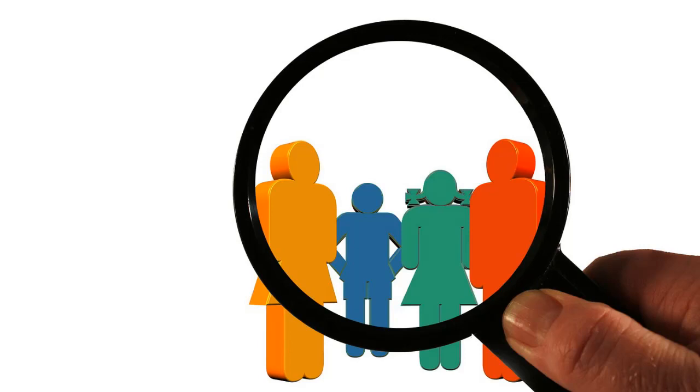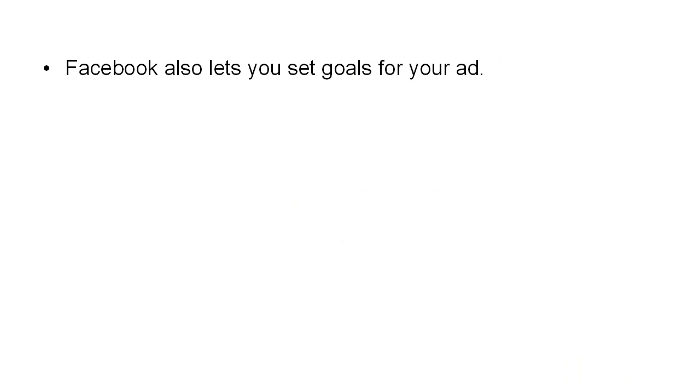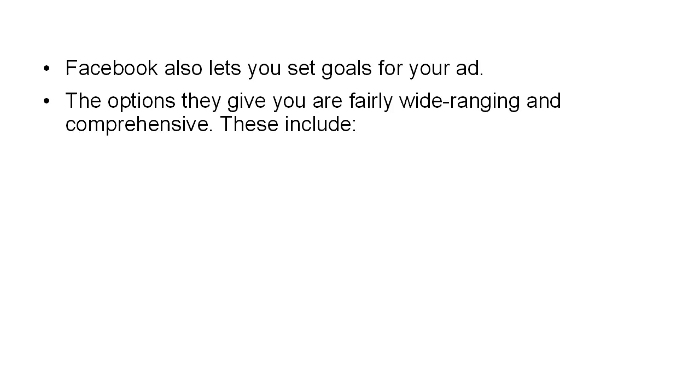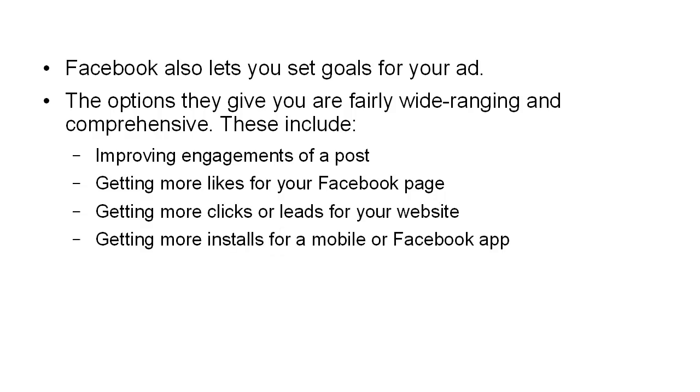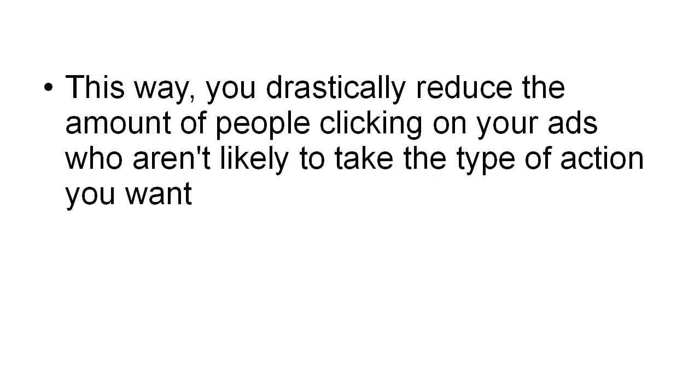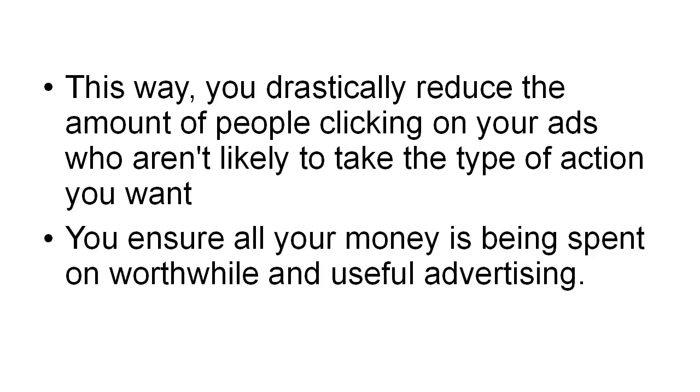Facebook also lets you set goals for your ad. And the options they give you are fairly wide-ranging and comprehensive. And these include improving engagements of a post, getting more likes for your Facebook page, getting more clicks or leads for your website, getting more installs for a mobile or Facebook app, and promoting your event or offer. Now, this way, you drastically reduce the amount of people clicking on your ads who aren't likely to take the type of action that you want. And you ensure that all of your money is being spent on worthwhile and useful advertising.